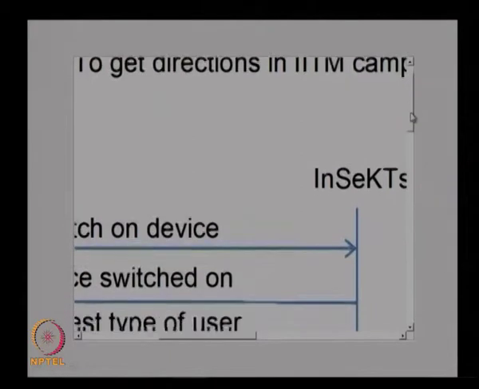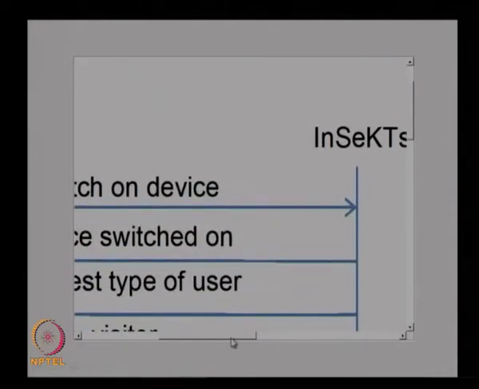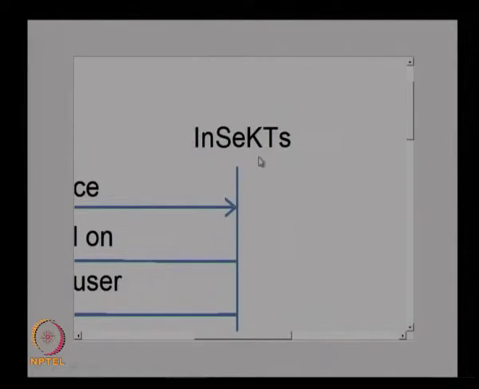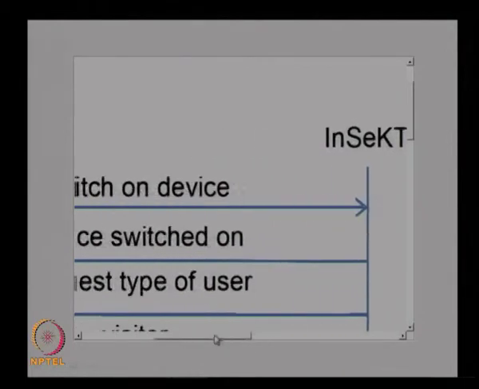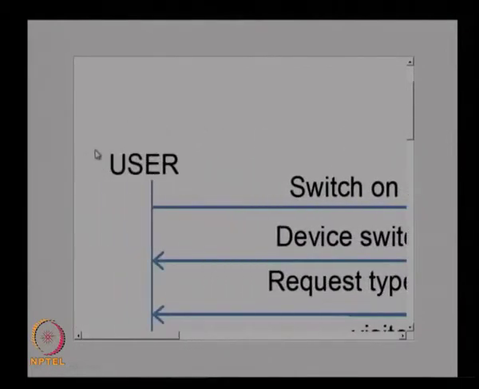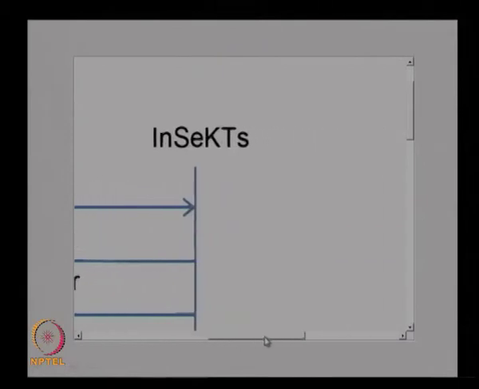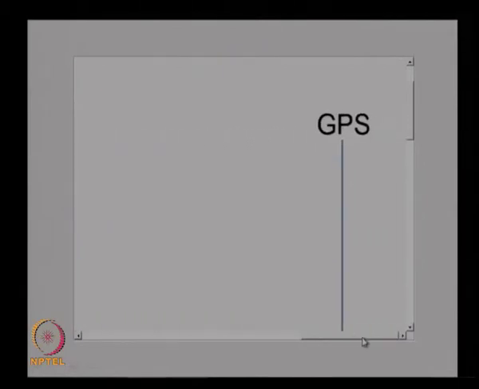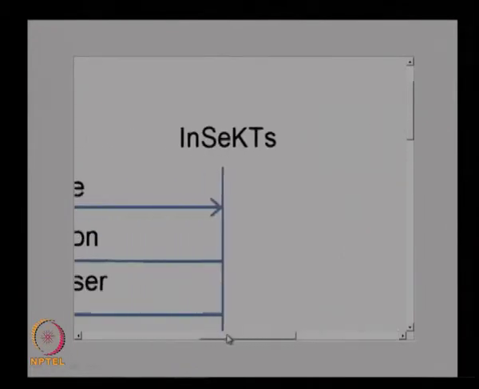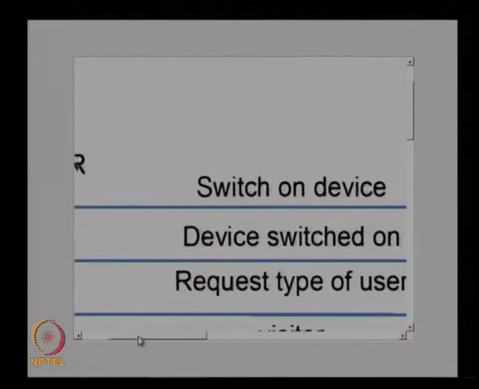So we can identify the insect as the main system here. This is the main system, insect, and then we have the user here. The user is the one who interacts with the system, and depending on the situation we will have an additional external facility also, like a GPS, an external system which will be interacting with the insect. So these are the three entities in this particular scenario. We can see what kind of input and output is going on.